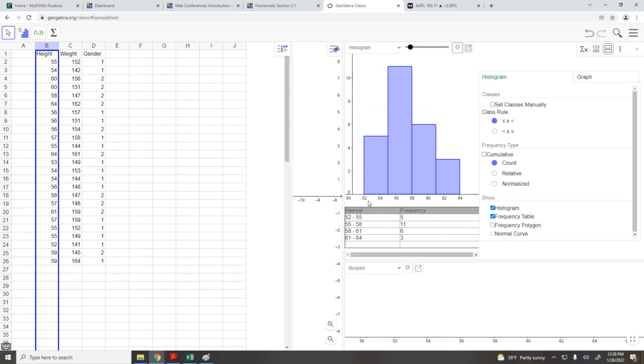And 52 to 55 is written down in this way. So 52 up to 55, that's the width of the rectangle, and height is the frequency, right? There are 5 people whose height is from 52 to 55, so that's 5 over here. Similarly, there are 11 people whose height is from 55 to 58. So that's the highest rectangle in this histogram, and so on. This is how we draw the histogram.